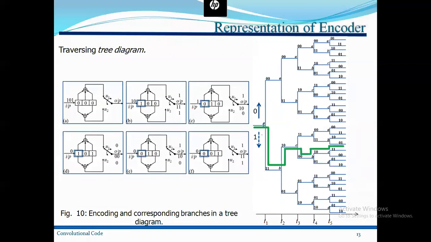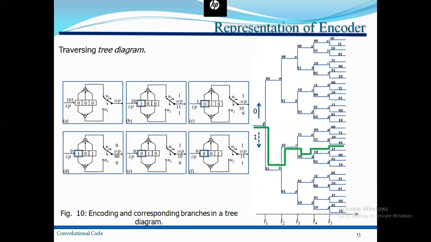So in case of the tree, you know that when we get 1, we move down, and when we get 0, we move up. So first we get 1, so we will move down. Then we get 0, we will move up. Then we get 1, we will move down. Then we get 0, we will move up. And then we get 0, we will move up. So this is the tree diagram of the convolution coder.